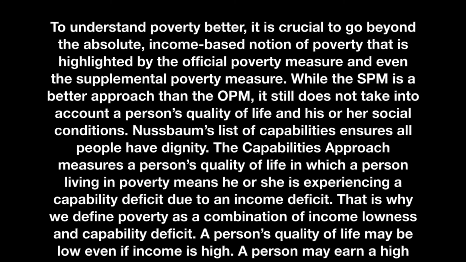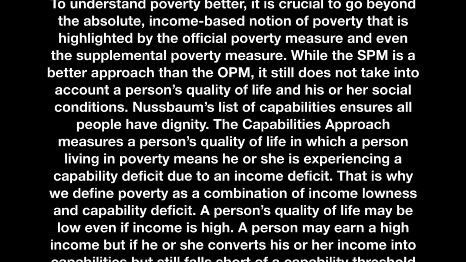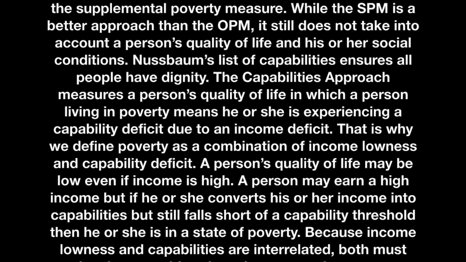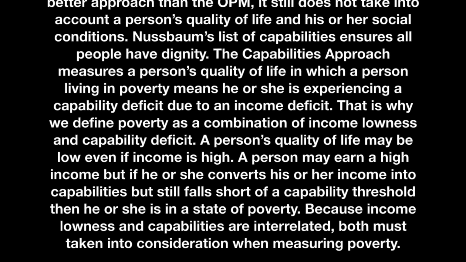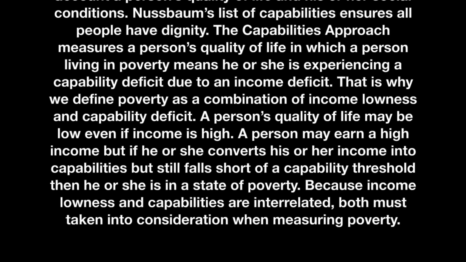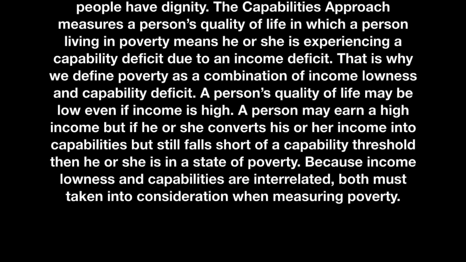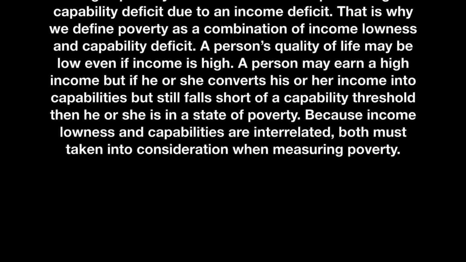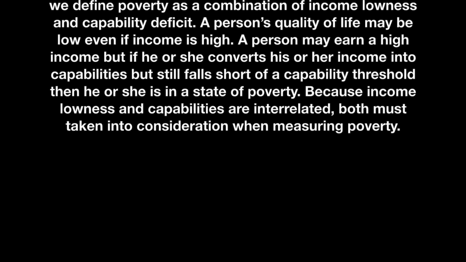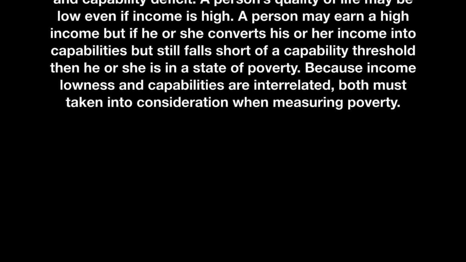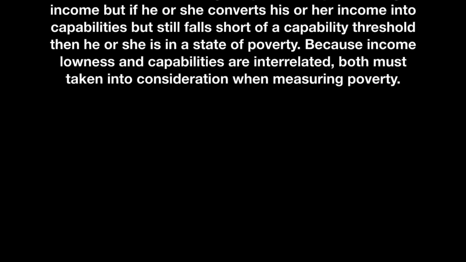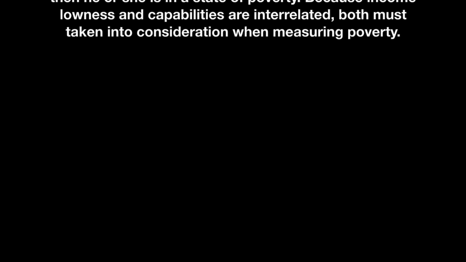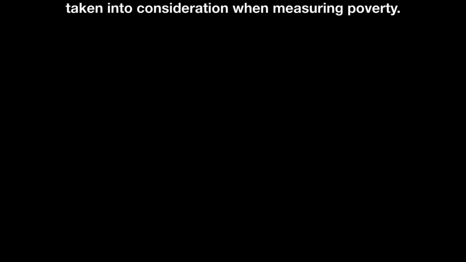The capabilities approach measures a person's quality of life, in which a person living in poverty means he or she is experiencing a capability deficit due to an income deficit. That is why we define poverty as a combination of income lowness and capability deficit. A person's quality of life may be low even if income is high. A person may earn high income, but if he or she converts that income into capabilities and still falls short of the capability threshold, then he or she is in a state of poverty. Because income lowness and capabilities are interrelated, both must be taken into consideration when measuring poverty.